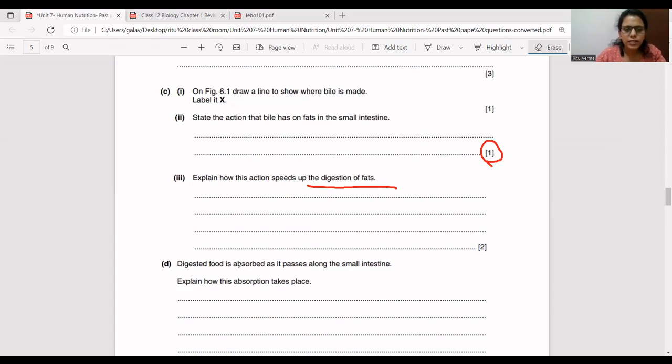Question number D is: digested food is absorbed as it passes along the small intestine. Now you have to explain how absorption takes place.